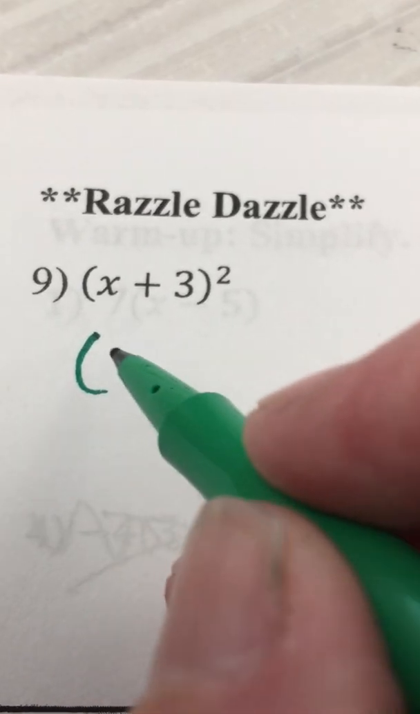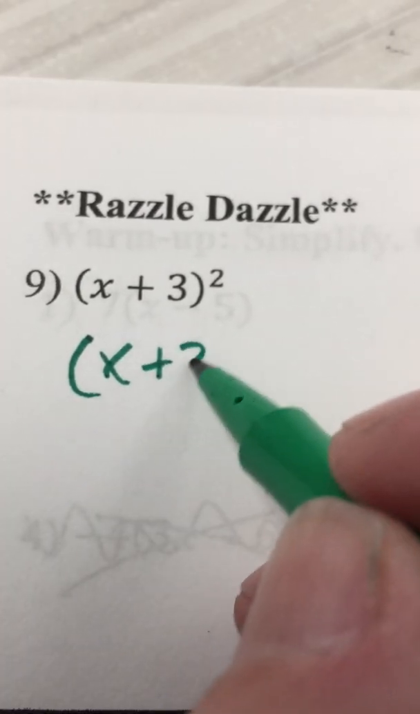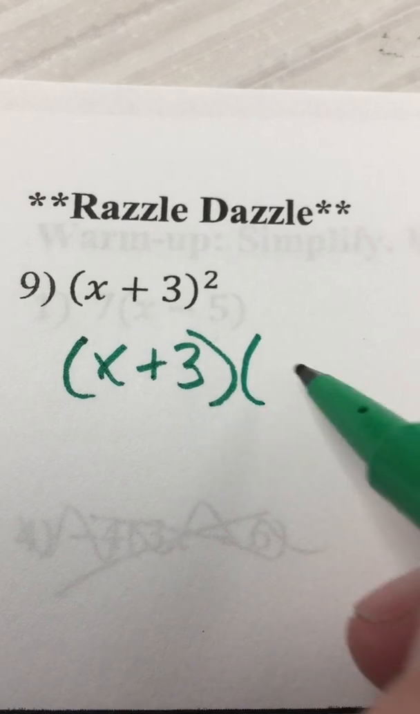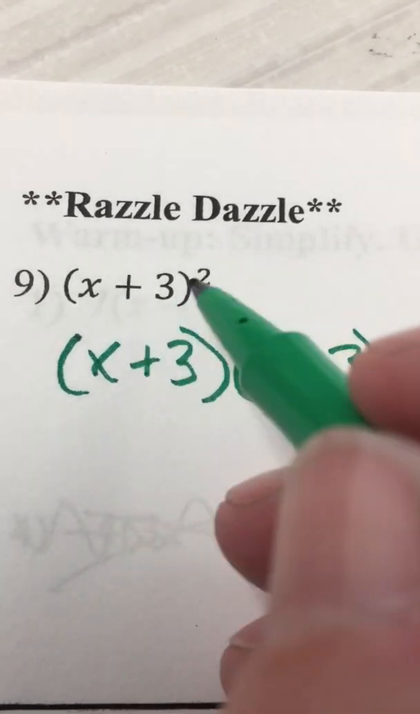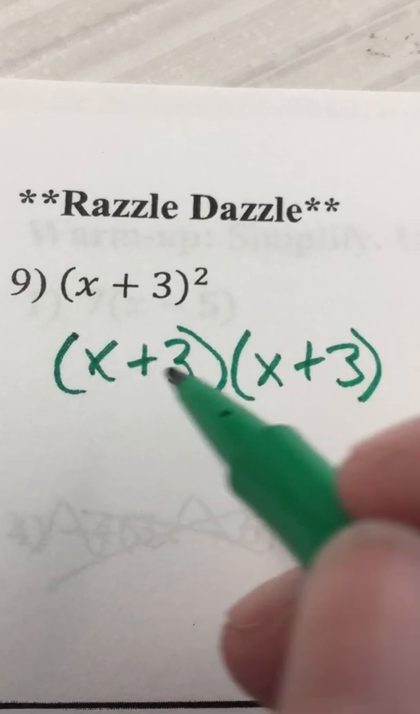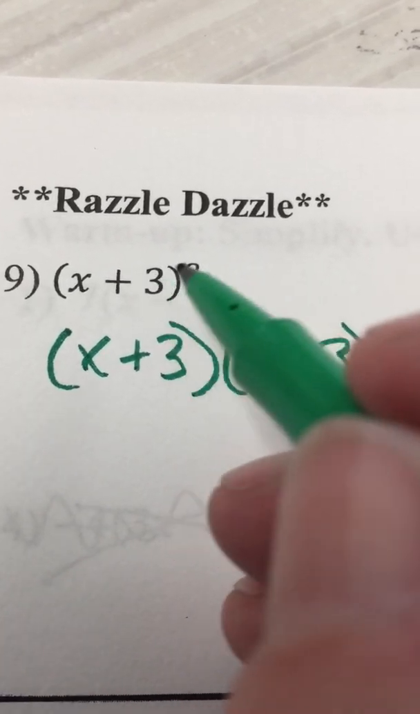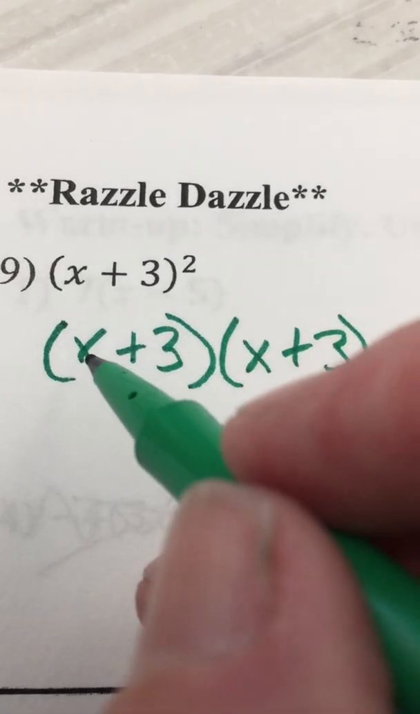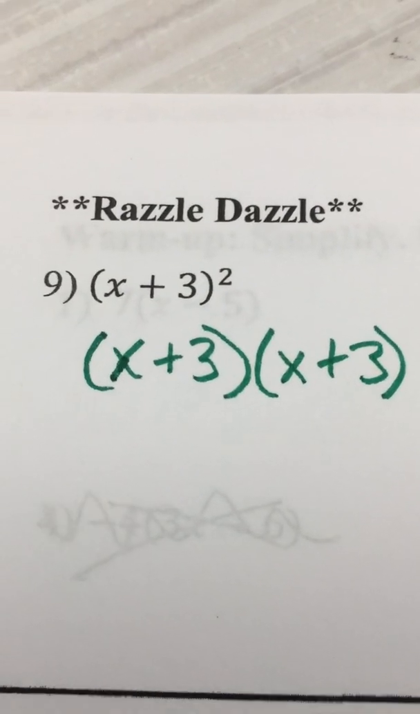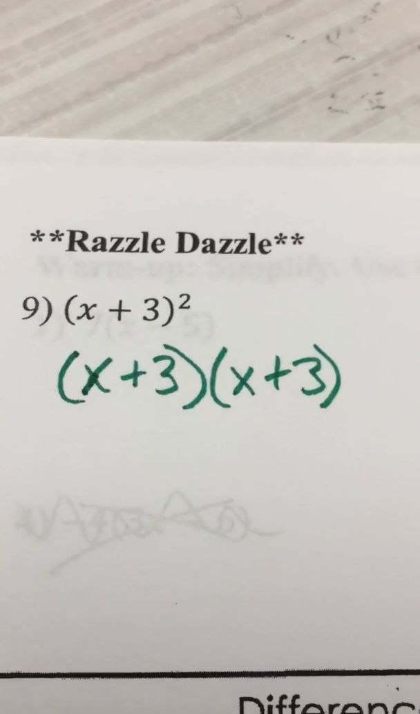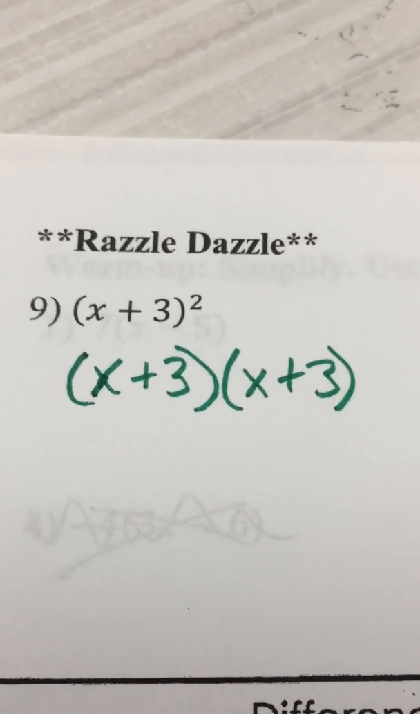So this is just like saying x plus 3 times x plus 3, because that's what squaring means, you multiply it times itself. So here's x plus 3 times x plus 3, and that's what squaring means. All I did was write it out to make it just a bigger multiplication problem. This is what we were doing on the other page. It is a binomial times a binomial, so you do the exact same thing.